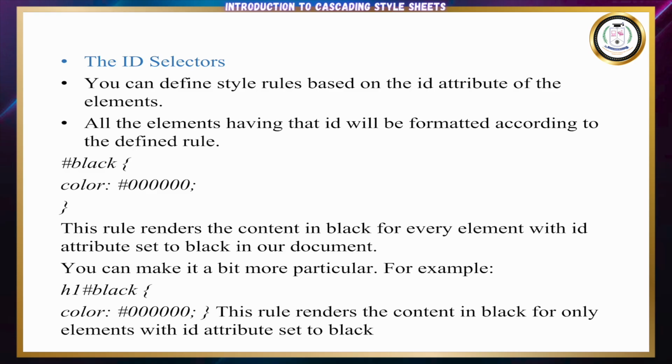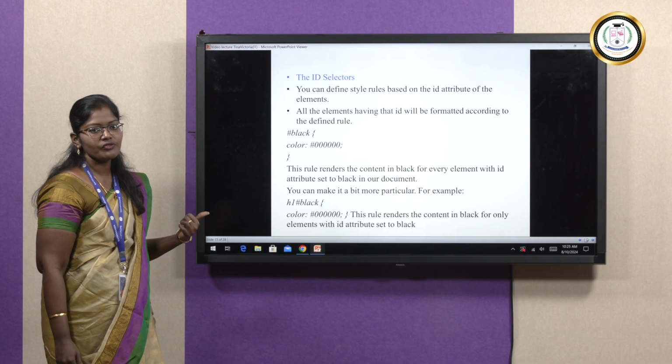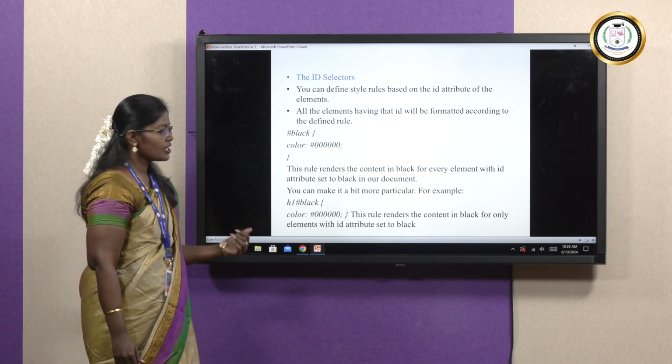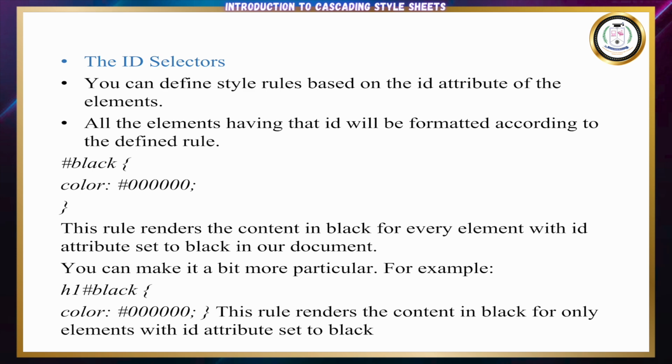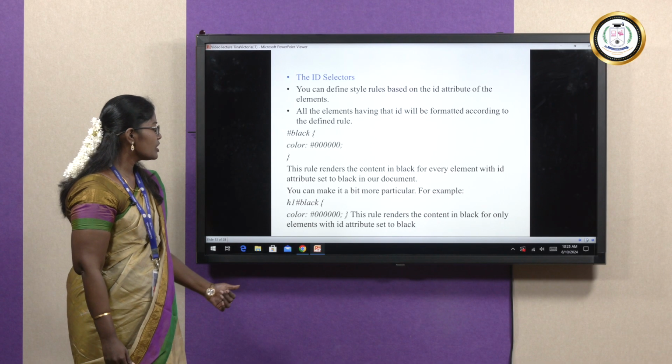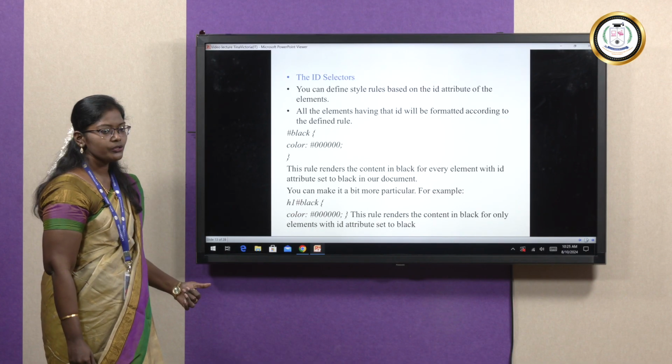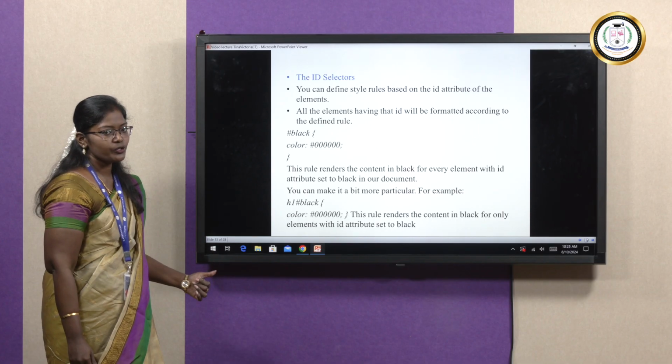Then ID selectors. You can define style rules based on the ID attribute also, like #black with color #000, which means whenever the ID value is black, it will change to this color code. This rule renders the content in black for every element with the ID attribute set to black in our document. You can make it more particular with h1#black and a color code. This rule renders the content black only for the H1 with the ID attribute set to black.